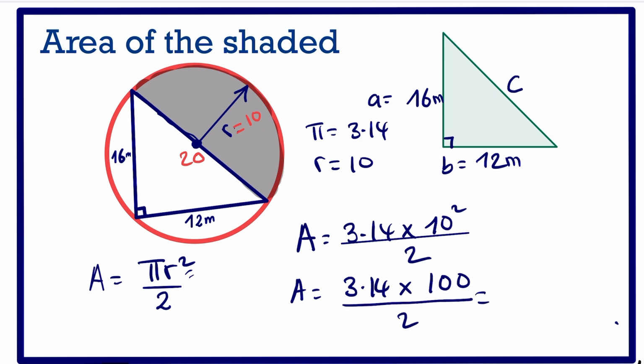If we multiply 3.14 times 100, it's just like moving the decimal point 2 places to the right. This will give us 314 divided by 2, which gives us 157. So this is our answer. The area is 157 meter square.